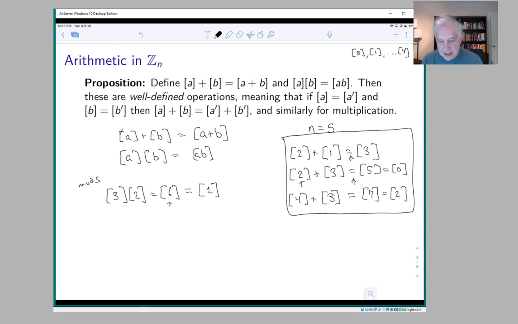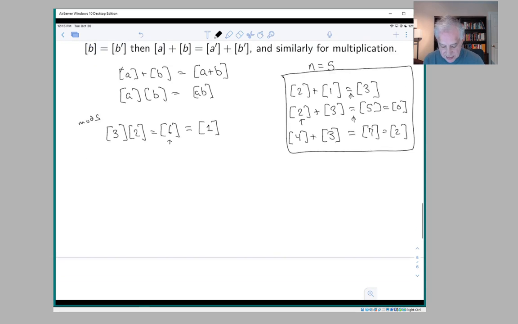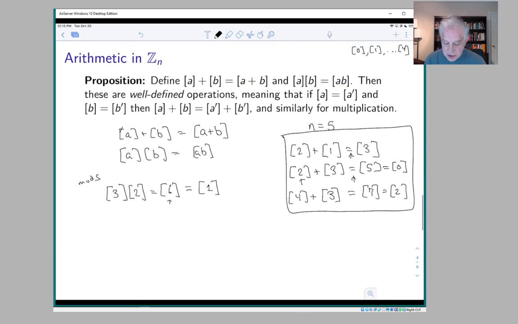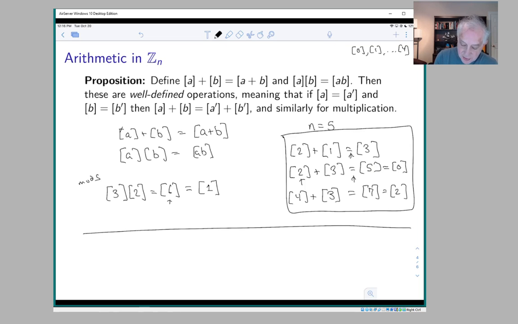This is all worked out in detail in the book for n equals 5, and you should read it. And I just want to highlight the possible pitfall of this. What could go wrong? There are a lot of things that could go wrong, but the main thing that could go wrong is what's called the issue of being well-defined, because these things have different names. So let's look at an example.